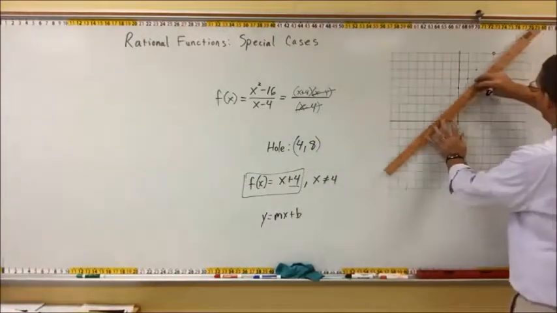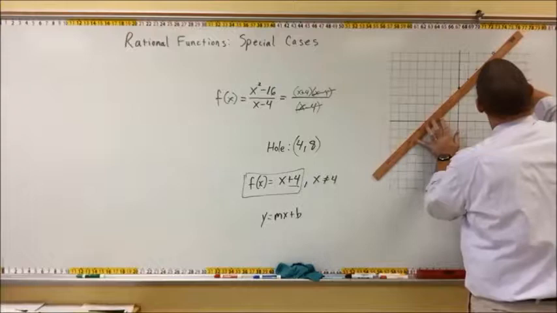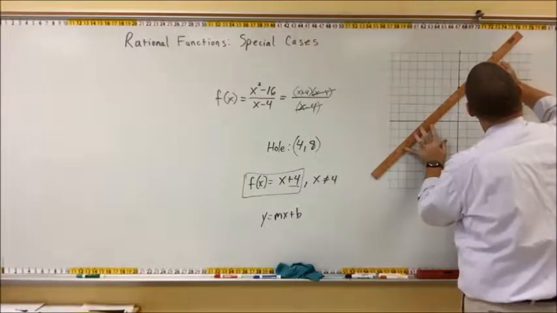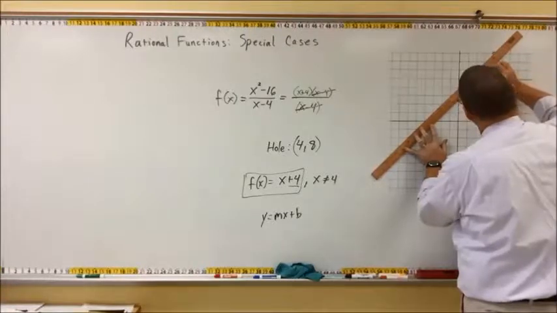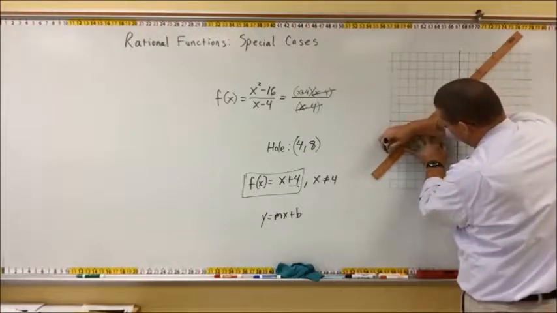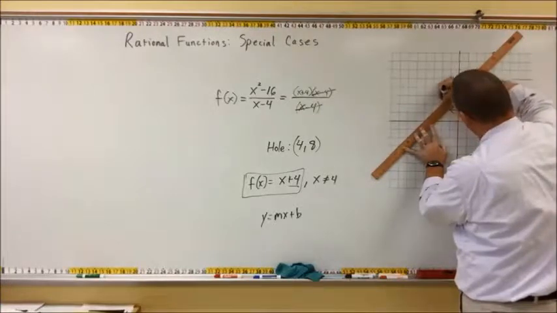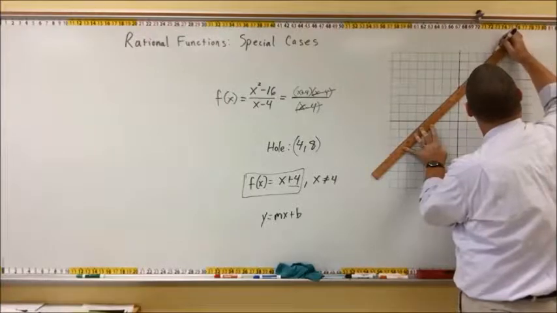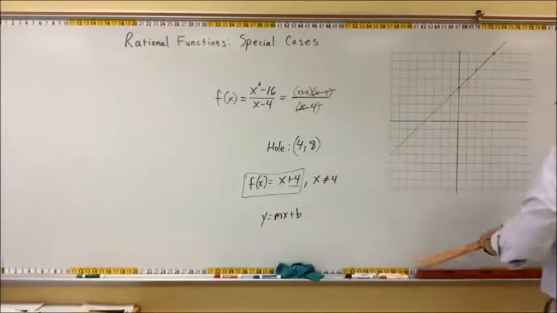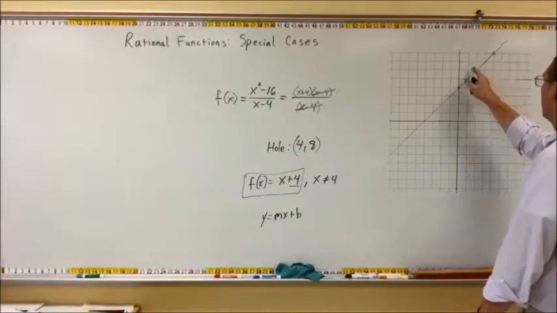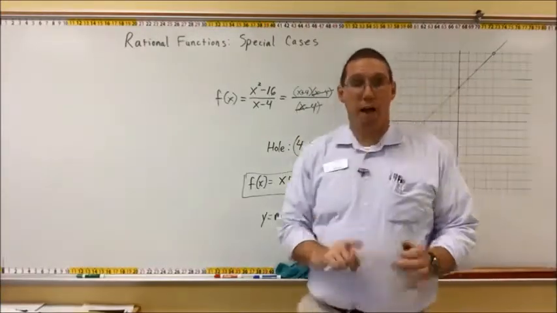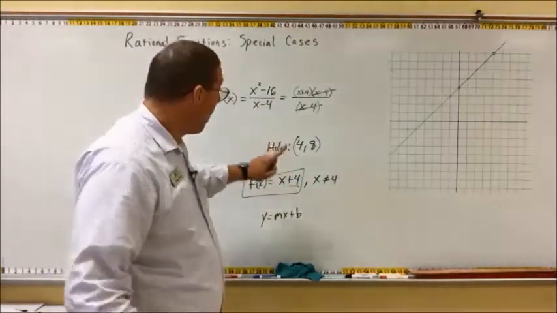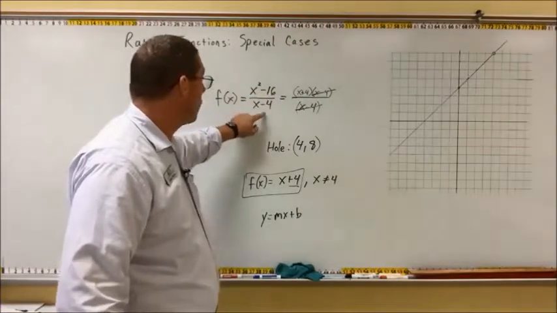In this case, I'm going to go ahead and use a yardstick. And I'm going to line them up as best I can. That's probably the best I can. Now, when I draw the line, though, I want to be careful because I do not want to draw the line through the hole. I want to stop at the hole, skip over it, and then continue drawing the line. And so now you can see, this is not the graph of x plus 4. It's the graph of x squared minus 16 over x minus 4.